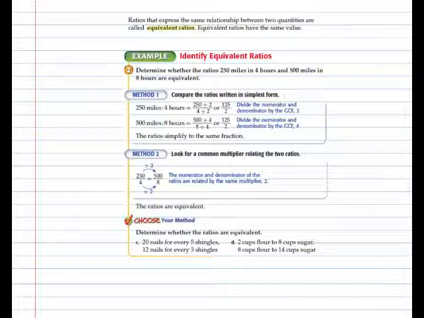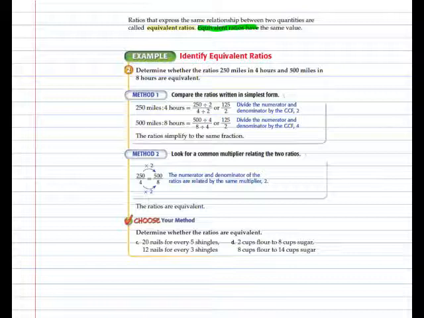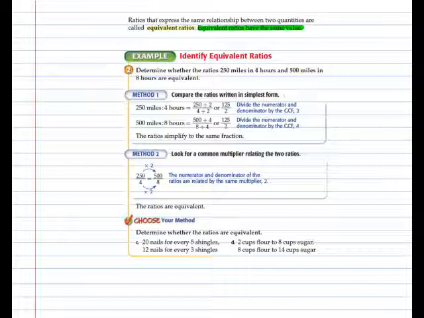Ratios that express the same relationship between two quantities are called equivalent ratios. Equivalent ratios have the same value, same as equivalent fractions. Determine whether the ratios 250 miles in 4 hours and 500 miles in 8 hours are equivalent. So I write the ratio of 250 to 4. I simplify that by dividing by the common factor of 2, and I get 125 over 2. I write 500 miles in 8 hours as a fraction, 500 over 8. The greatest common factor here is 4. So in simplest form, 500 miles in 8 hours is also 125 over 2. So the fact that these two ratios simplify to the same fraction means they are in fact equivalent ratios.